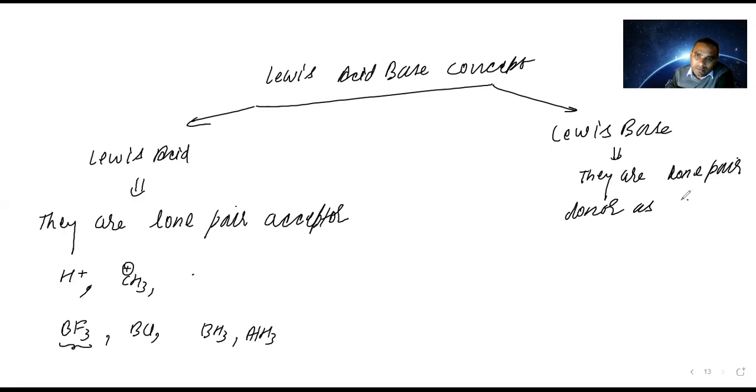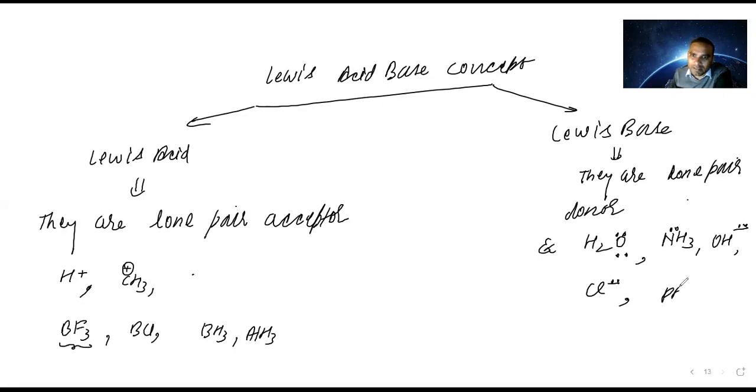Let's write the example. See H2O. According to the Lewis concept, it is a base. Why? Because it donates a lone pair of electrons. If I am talking about NH3, it has the capacity to donate electrons, so it is a base. All the negative charges, OH minus ion, can be a base. Cl minus ion. So all the negative charges you can write, all will be bases.